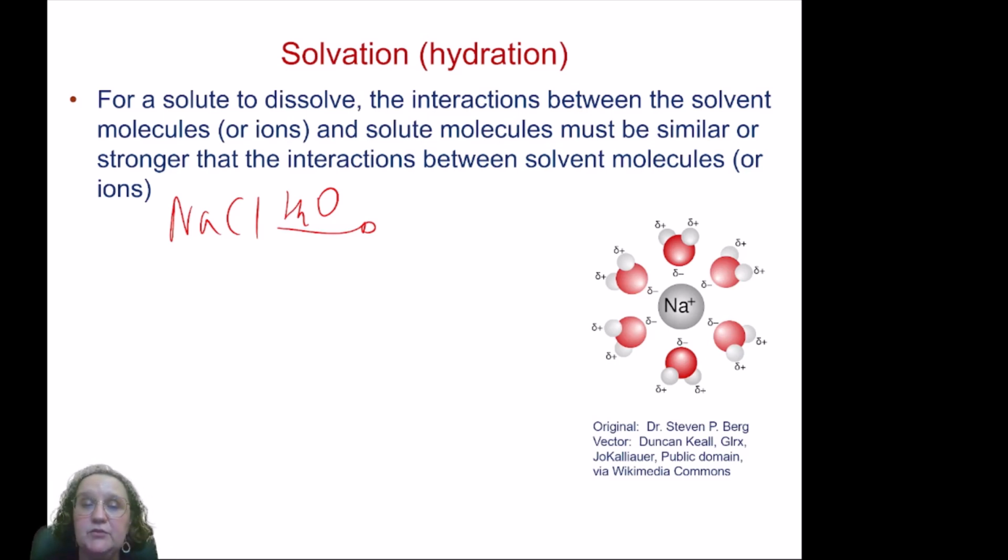So what happens? Well, it happens that the attraction that keeps the sodium ions and the chloride ions together is weaker than the attraction between the ions and the molecules of water. And I've got here a drawing of how the molecules of water will surround them.